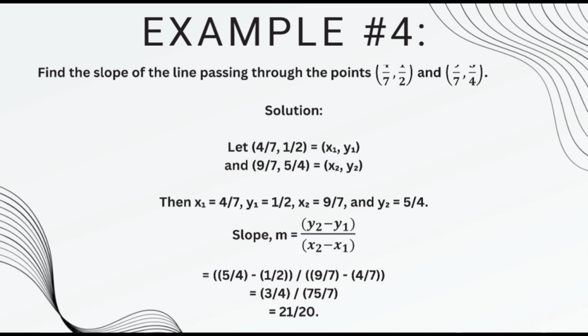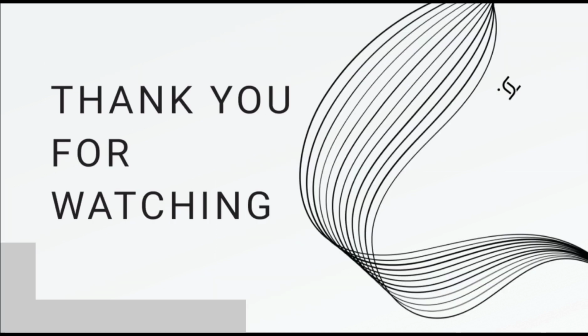Slope tells us how steep a line is. It's like measuring how quickly a hill goes up or down. We will find the slope by seeing how much we go up or down, the vertical change, for each step to the right, the horizontal change. If a line goes up 2 steps for every 1 step to the right, the slope is 2.